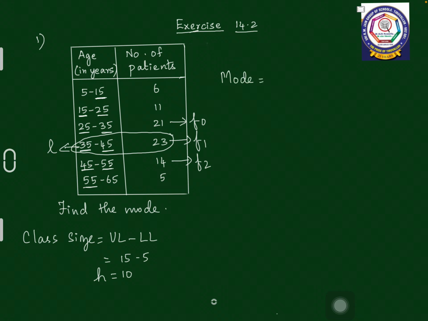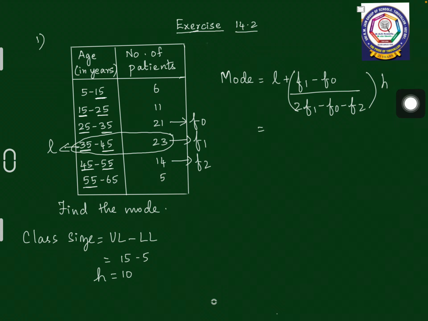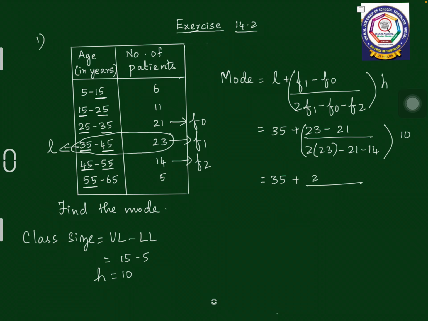Mode is equal to L plus F1 minus F0 by 2F1 minus F0 minus F2 into H. What is L here? 35 plus, F1 is 23 minus F0 which is 21, by 2 into 23 minus 21 minus 14, into H. H we found is 10. So it is 35 plus 23 minus 21, which is 2, by 46 minus 21 minus 14, into 10. So it is 35 plus 2 tens are 20 by 46 minus 35 which is 11.